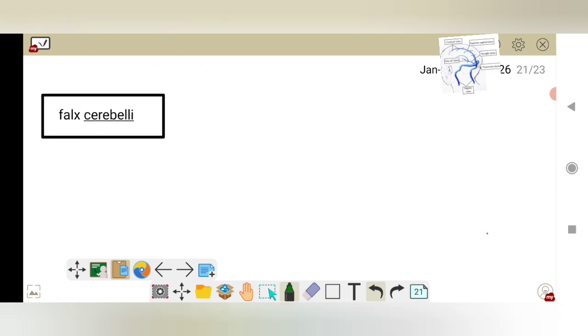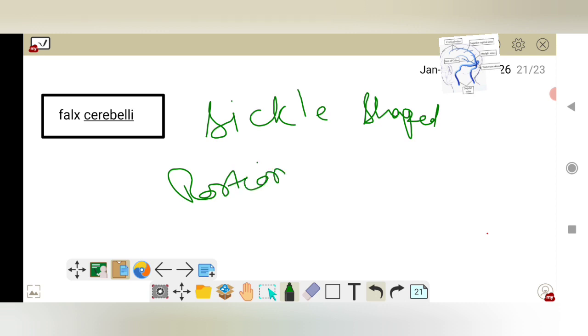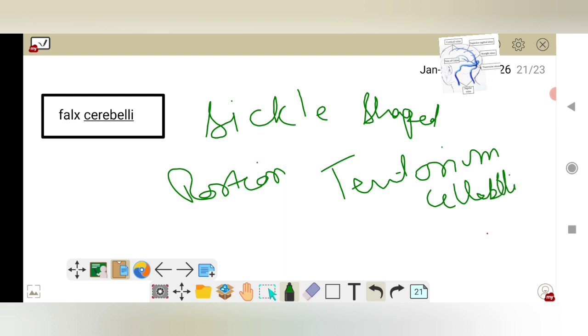Now the falx cerebelli. Again it is a sickle shaped fold. Position: it lies below the tentorium cerebelli, and it extends from the internal occipital crest to the postcerebellar notch. It is sickle shaped. It has a base and an apex. The base is the broader part. The base is attached to the inferior surface of the tentorium cerebelli, and the apex is attached at the posterior margin of the foramen magnum.